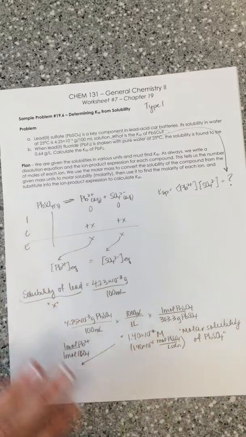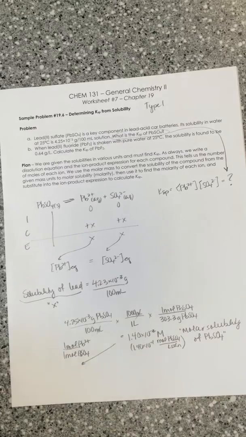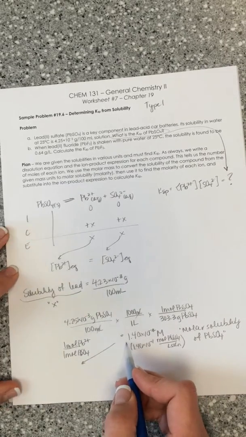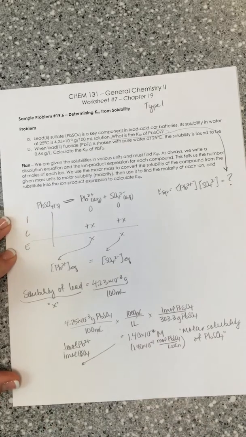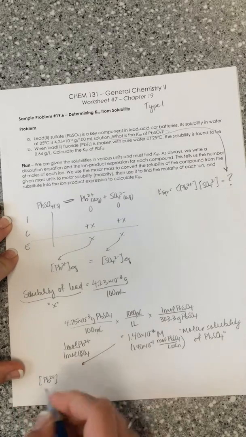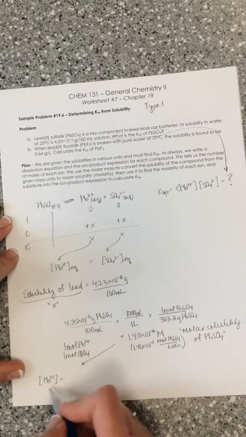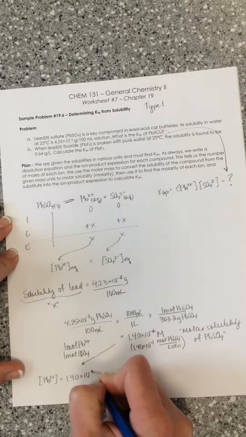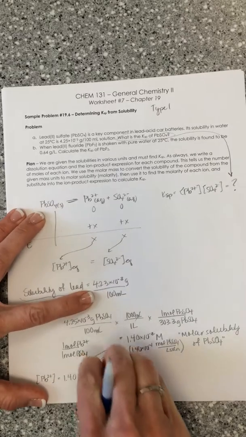Mathematically, for this problem it's not going to matter, but when we do part B, you'll see that it does, which is why I want to make sure we understand this is a necessary step. It won't change the answer here, but for the next problem it will. So the concentration of lead 2 plus is going to be equal to 1.40 times 10 to the minus 4th.